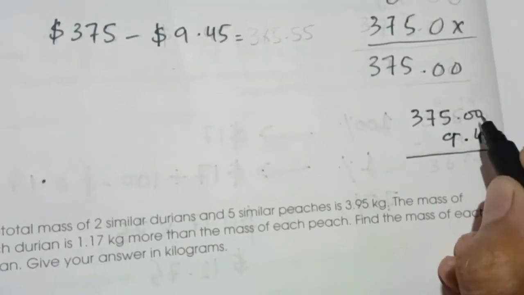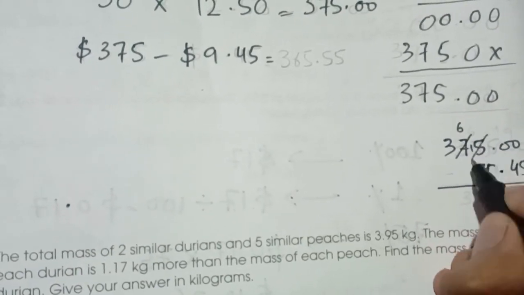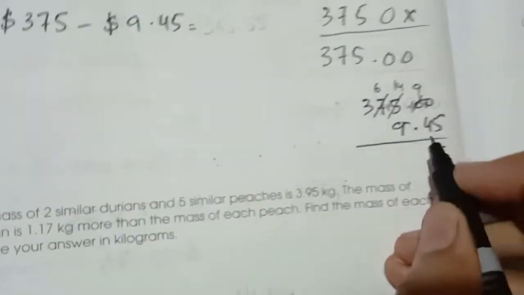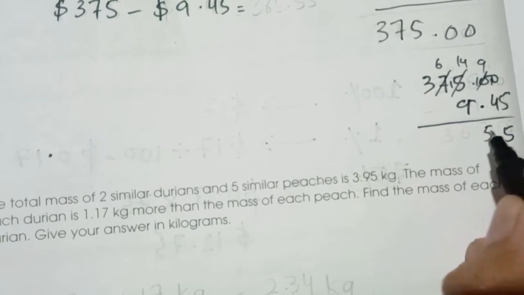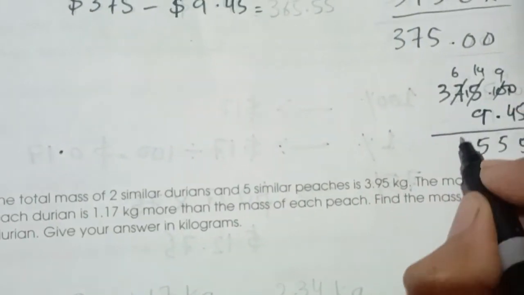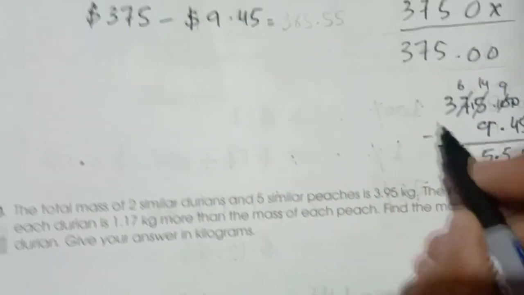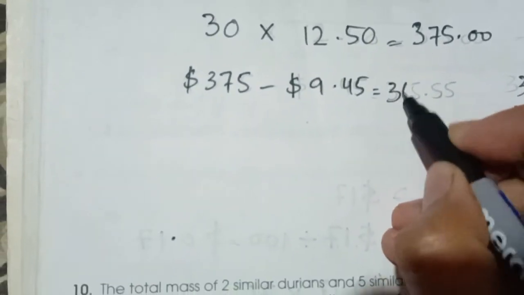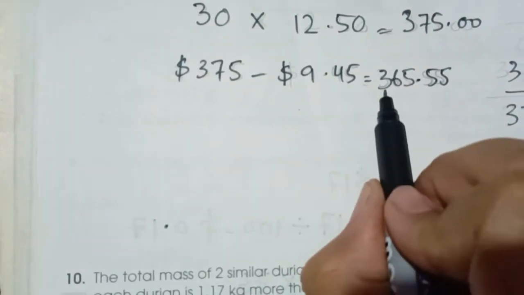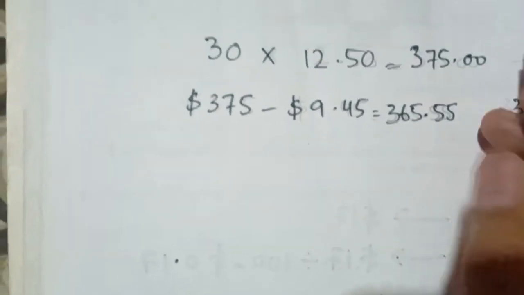We cannot subtract 0 and 5, 0 and 4, so we are going to take the borrow. 7 becomes 6, 15 becomes 14, 10, 9 and 10. 10 minus 5, 5. 9 minus 4, 5. 14 minus 9, 5. 6 and 3. So the answer is 365.55. It means this is the amount he is paid after the deduction for the damaged hamper.